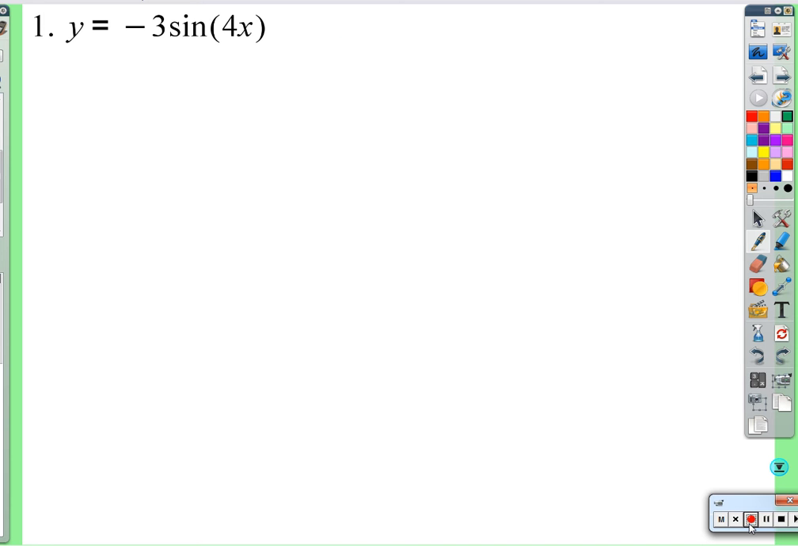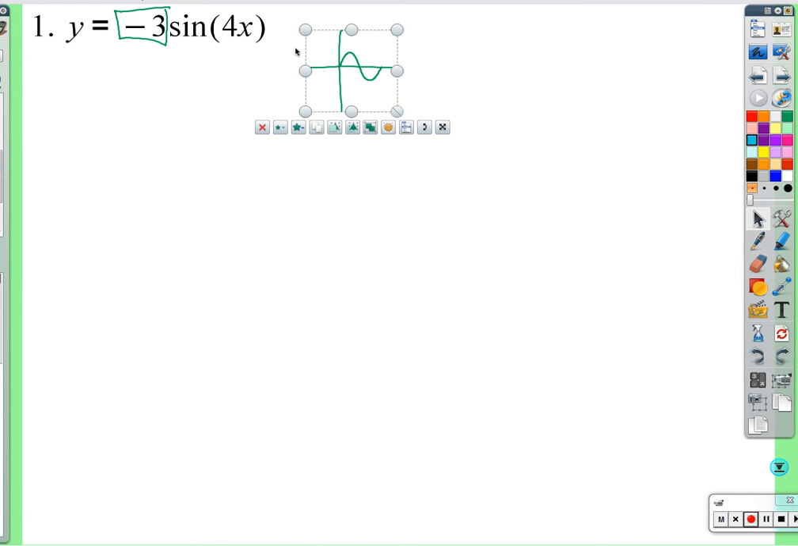Let's take a look here. We've got the sine wave we're considering, but a little different. What about it? What's different because of that negative 3? The amplitude is flipped over. It's not the inverse. I mean, the inverse is a totally different animal. But it is flipped over, okay?